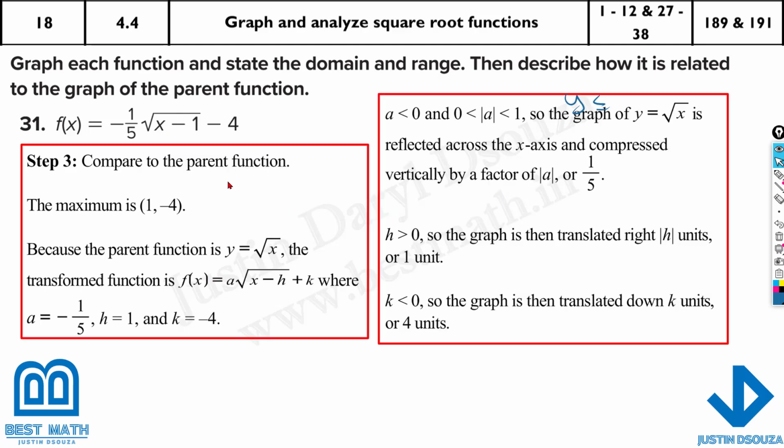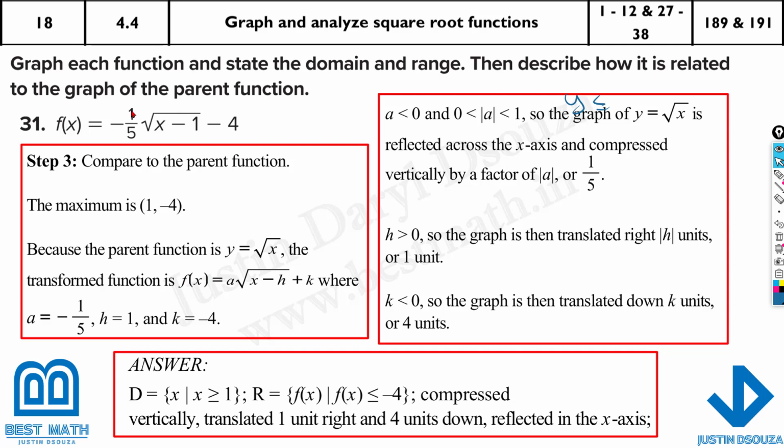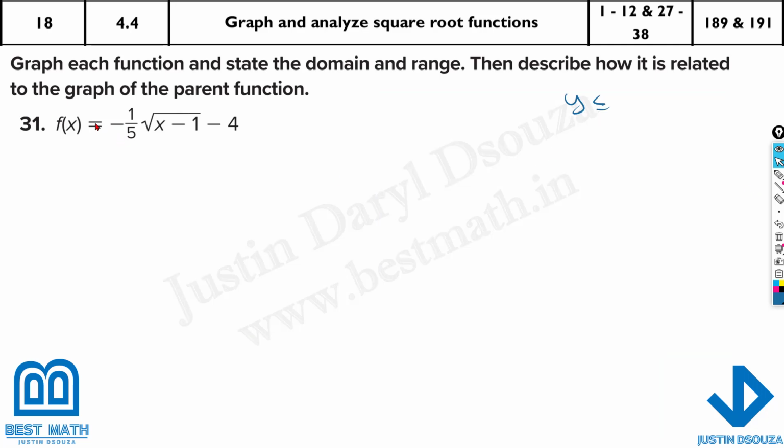And what about the translations? Here you can see there is minus 1 by 5. It's compressed vertically. Translated 1 unit to the right because it changes its sign, and translated 4 units downwards. But here I forgot to tell you, it's reflected along the x-axis. Why? Because it's minus, isn't it? Whenever there is a minus, there's a reflection. Instead of the graph going up, it'll be downwards. That's the very important thing.